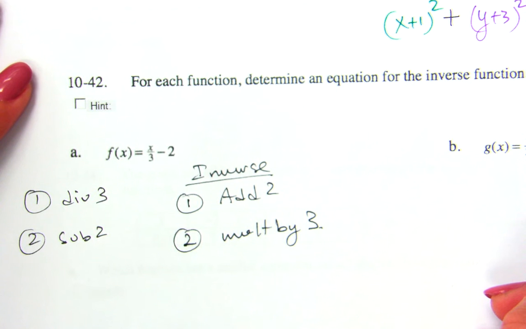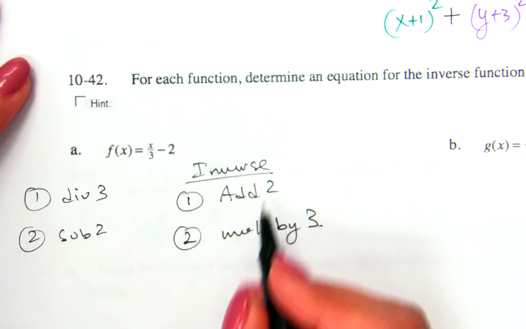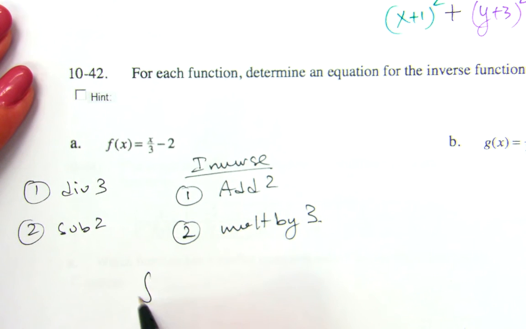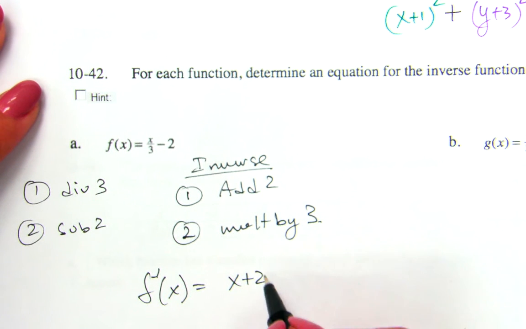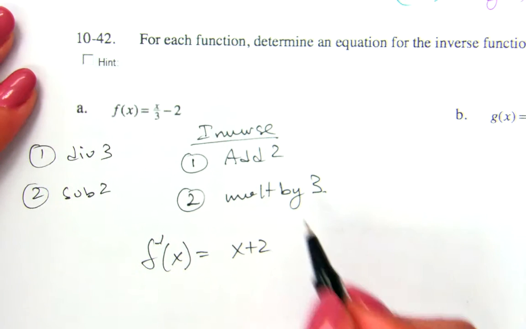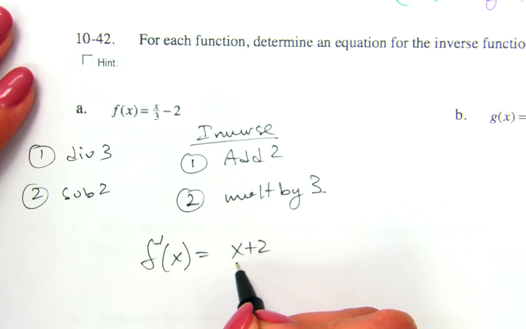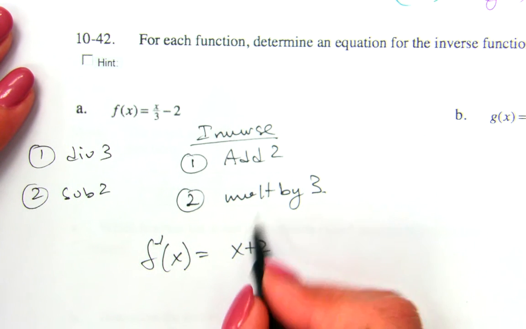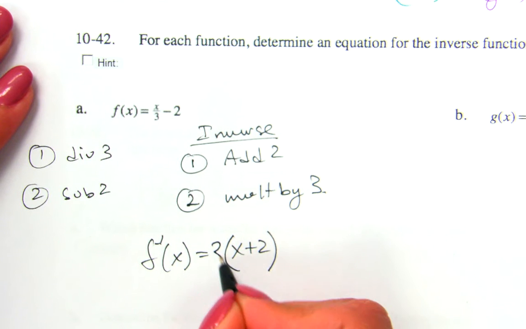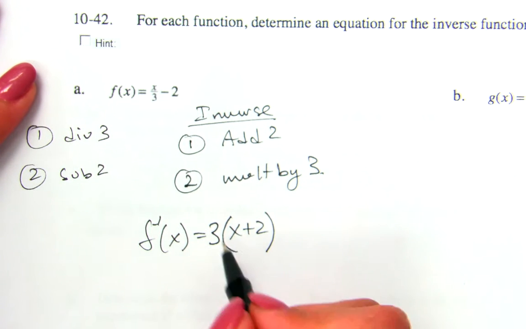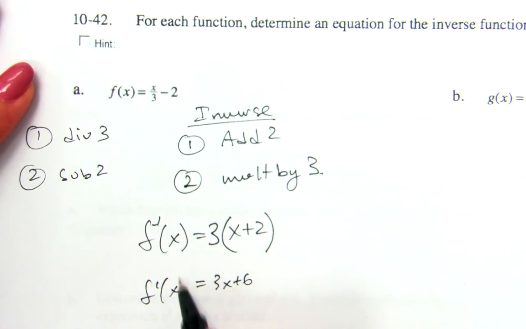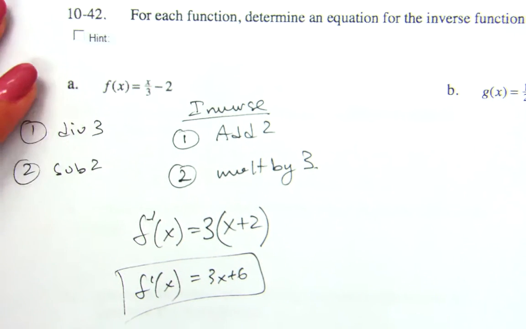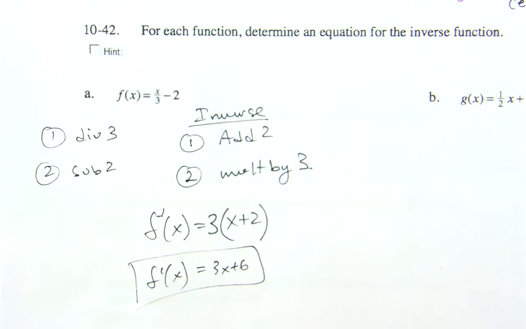So let's see, we're going to divide by 3. So when I write this up, it's going to say f inverse of x is adding 2, so x plus 2. And then we're going to multiply by 3. But the tricky part is, it's not 3 times the x. That's not what's happening here. The whole quantity is being multiplied by 3. So it's really 3x plus 6 if you want to simplify it out. Okay?